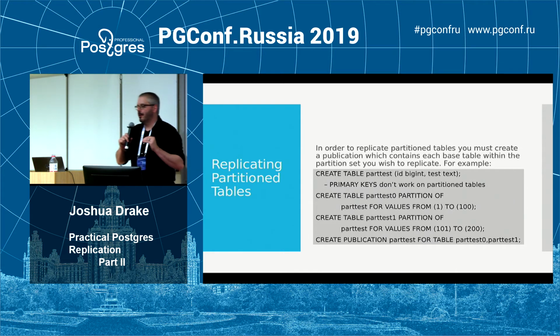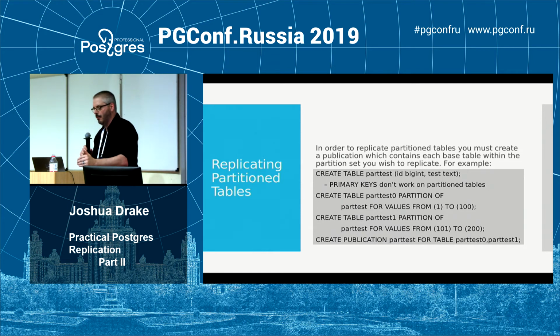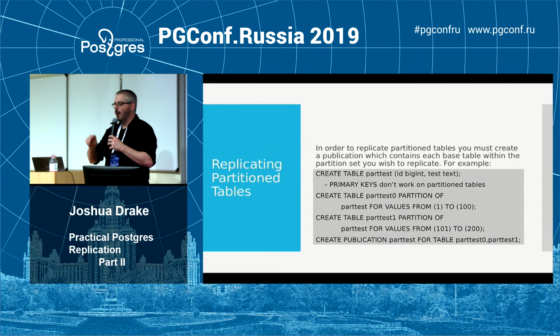In order to replicate partition tables, you must create a publication which contains each base table within the partition set you wish to replicate. For example, we create our table part_test, very simple: ID bigint, test text. Primary keys don't work on partition tables. That is no longer true. As of 11, primary keys work on partition tables, just not as of 10, which is what this was written on.